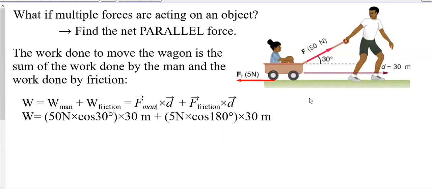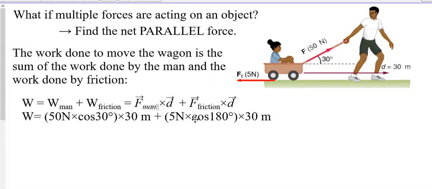So if I incorporate the equation, which I didn't write down for some reason, for each of them, your parallel acting force for the man would be your force multiplied by cos of the angle multiplied by the displacement traveled. So in this case, I got 50 times cos 30 times 30 meters, and that'll give you your parallel acting force. Your friction is, of course, 5 newtons multiplied by cos 180, because the direction of motion, according to this purple vector, is to the right. Friction's acting to the left. That makes a 180-degree angle difference.